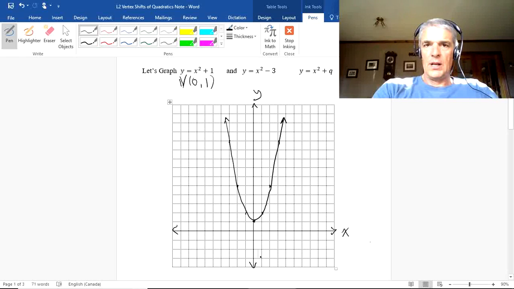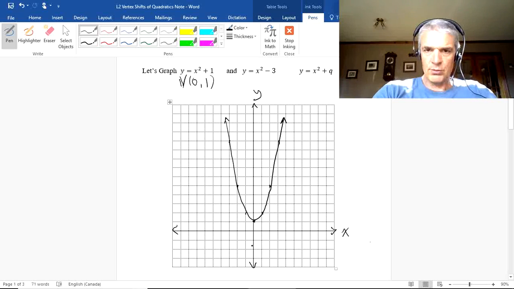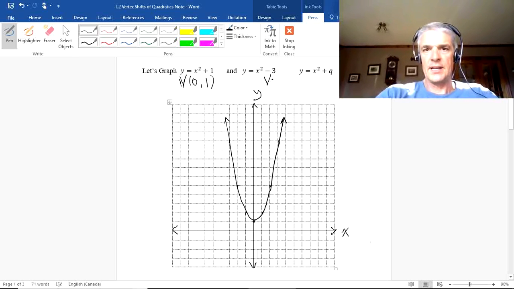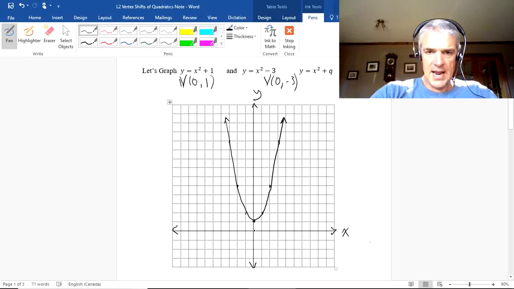But now I look here at y equals x squared minus 3, and what this is going to do is move my graph down 3. And so my vertex is now going to be 0 and minus 3. So I'm just going to go down here and I'm going to go 1, 2, 3, and this is where my vertex is going to be.